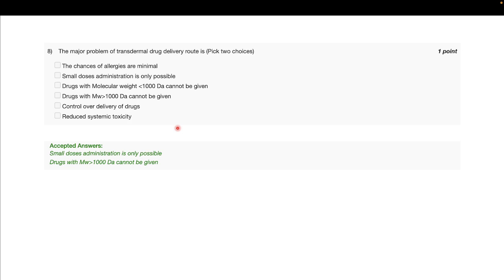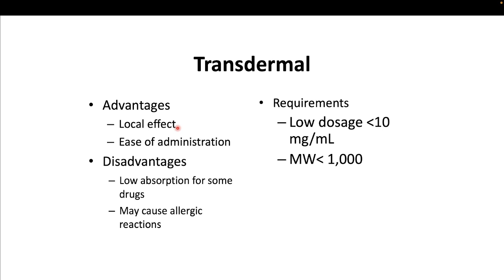The major problem with transdermal drug delivery is only small doses could be administered because there's not much space in that particular area, and higher molecular weight drugs cannot be given because we saw the stratum corneum will not allow absorption of higher molecular weight. So these two are the disadvantages of transdermal drug delivery. Okay, then moving towards the next question.